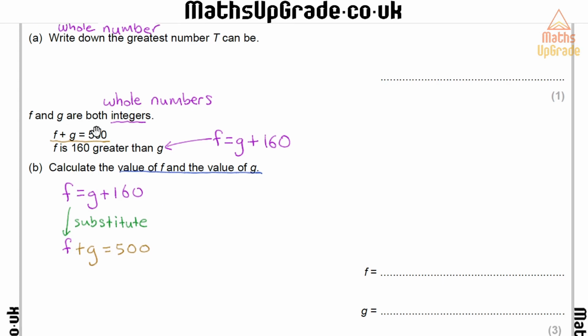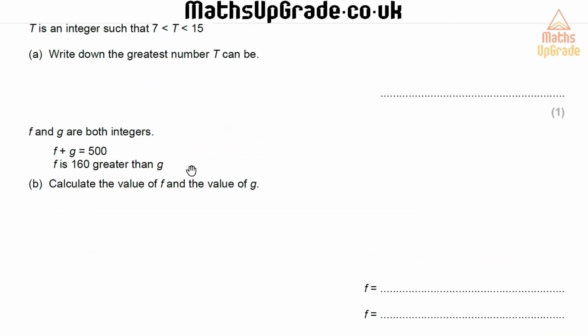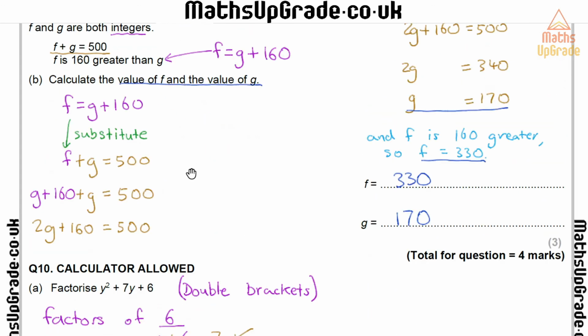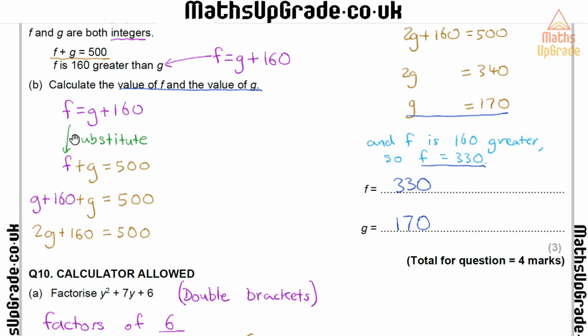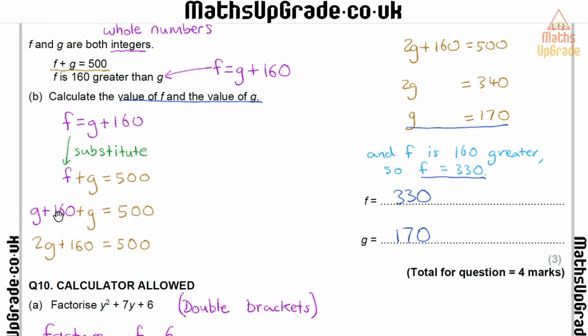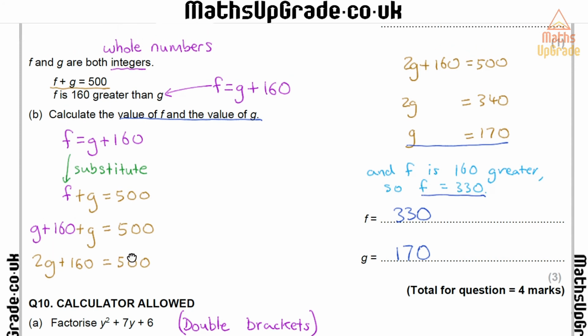Now, using this equation and this equation, I can substitute this equation for f into this equation here. What that then gives me is that f plus g equals 500 becomes g plus 160 plus g equals 500. If I then collect like terms, 2g plus 160 equals 500.